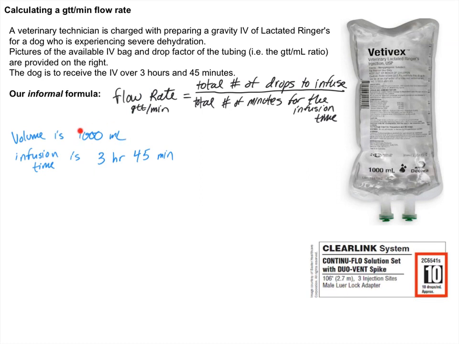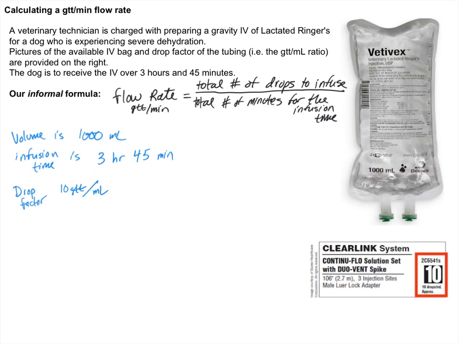Now we have the volume, but the volume is in milliliters. What I want to know is, based on the available tubing, how many total drops is that? So I need to look at what's available to me. I look at the tubing, and I see that the tubing is going to take each milliliter and break it into 10 drops. So I have a drop factor of 10 drops per mL. We're talking about a ratio of volume to volume. Each milliliter will be broken into 10 drops.